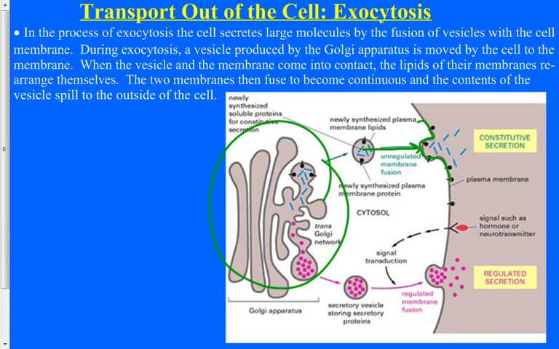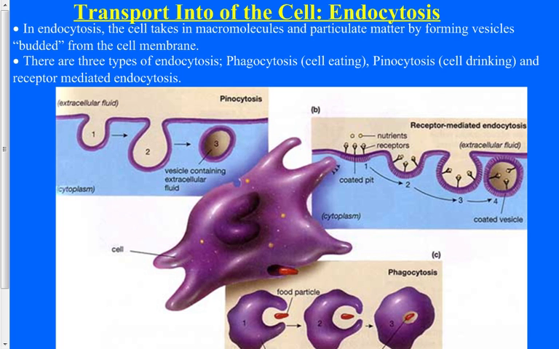Everybody with me there? So that's exocytosis, any movement out of the cell within a vesicle. So there has to be a vesicle present for exocytosis to be going on. Endocytosis, movement into the cell, can be done in a few ways.